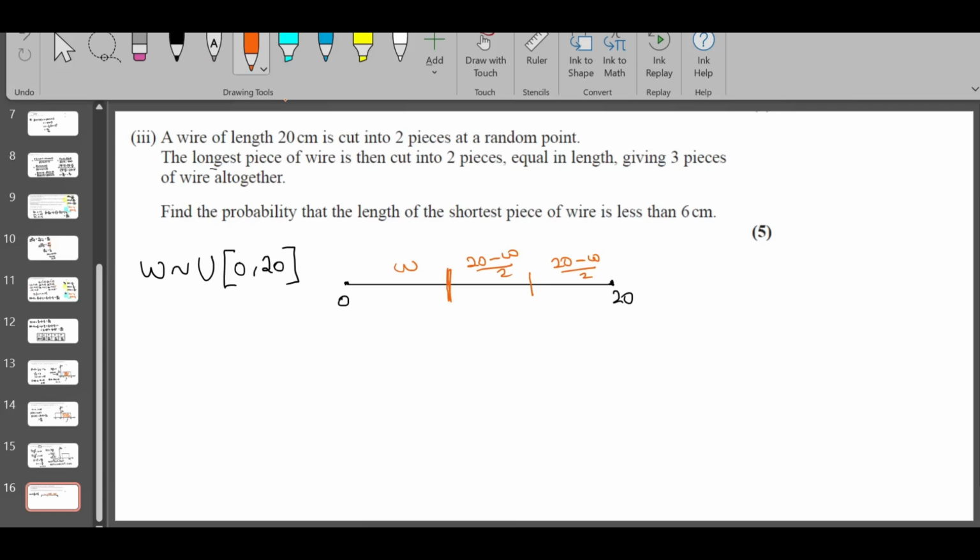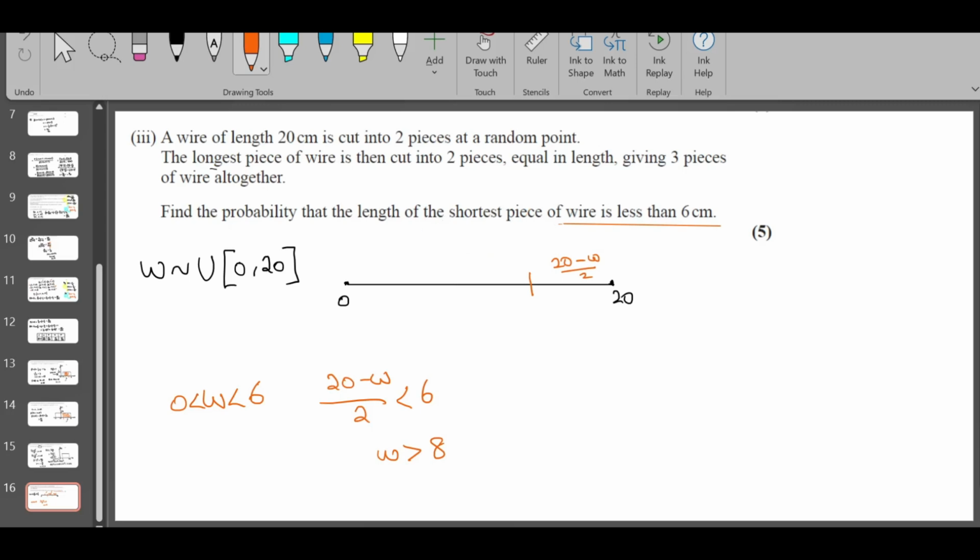The question says, find the probability that the shortest piece is less than 6. Let's say this is the shortest piece. So W is less than 6, right? Less than 6 means 0 to 6. Or let's say this is the shortest piece. That means (20 minus W) over 2 is less than 6. So you will get W is greater than 8. You get two conditions. Okay.